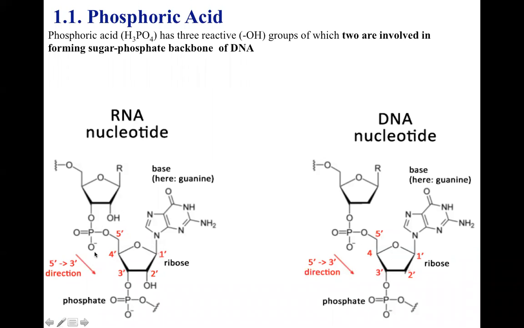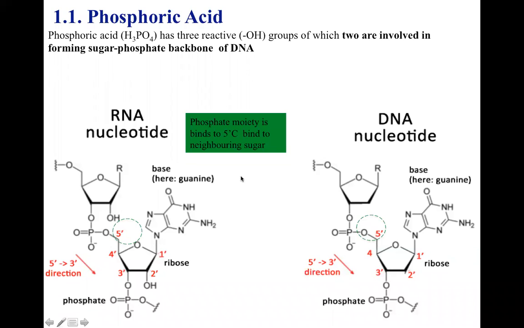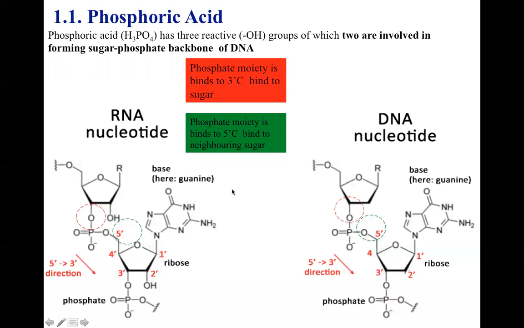So it has 3 reactive oxygen groups, these 3. These 3 are the reactive OH groups, of which 2 are involved in forming the sugar-phosphate backbone of DNA. Out of 3 reactive OH groups, 2 are involved. This one and this one are involved in the formation of the sugar-phosphate backbone of DNA. Where exactly these sugars and phosphate molecules bind, this is the first one.